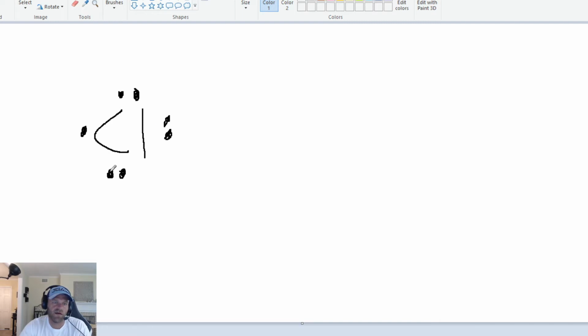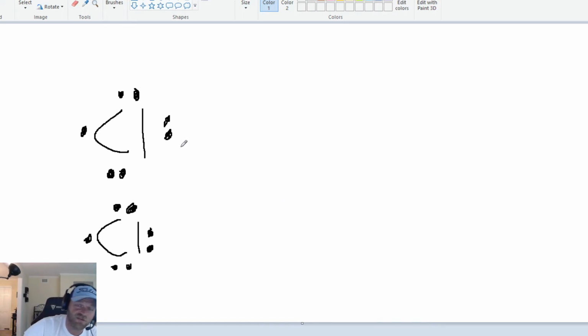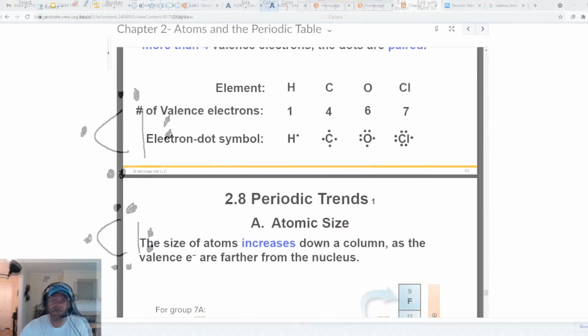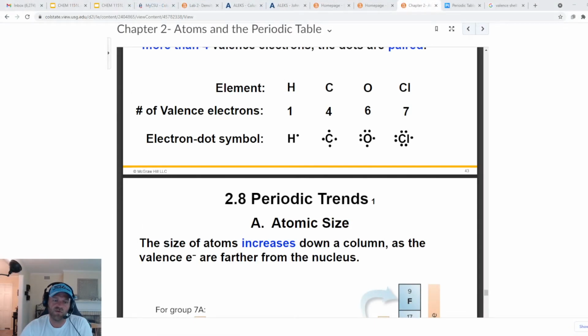All right. Now I'm going to do another chlorine right below it, and I'm also going to put 7 there. 1. I'm not going to go clockwise just because I know where I want this last dot to be. 3, 4, 5, 6, 7. All right. So these 2 chlorine atoms are neutral right now because they have 7 valence electrons, and on the periodic table they are in group 7.